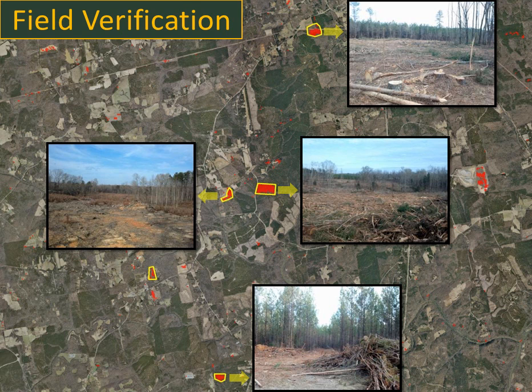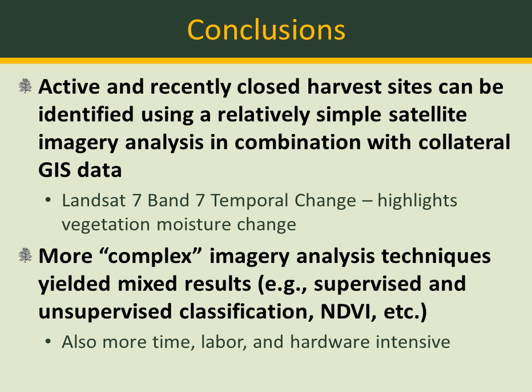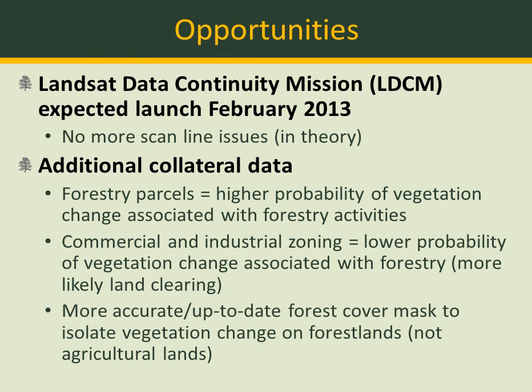In conclusion, active and recently closed harvest sites can be identified using relatively simple satellite imagery analysis in combination with collateral GIS data. In my case, Landsat 7 Band 7 temporal change yielded the best results. It highlighted vegetation moisture change in particular. More complex imagery analysis techniques yielded mixed results in my analysis and were also more time, labor, and hardware intensive.